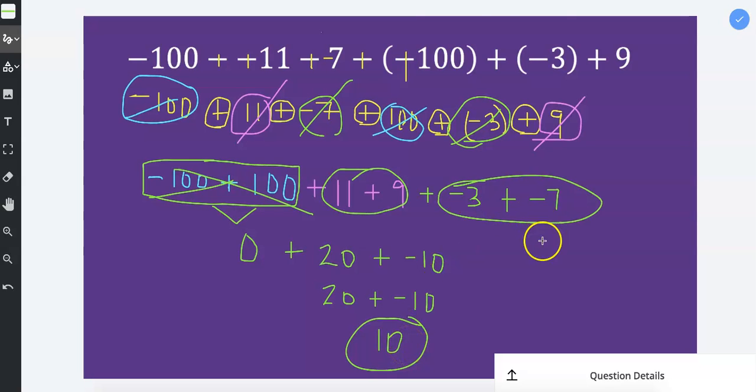So this is another method you can use. Change everything to addition, and then you can reorder it by choosing the numbers that you think might be easier to combine. And maybe that seems easier to you. Maybe that's easier to you than taking a negative 100 and combining it with 11. So just something to think about as you complete the next problem.